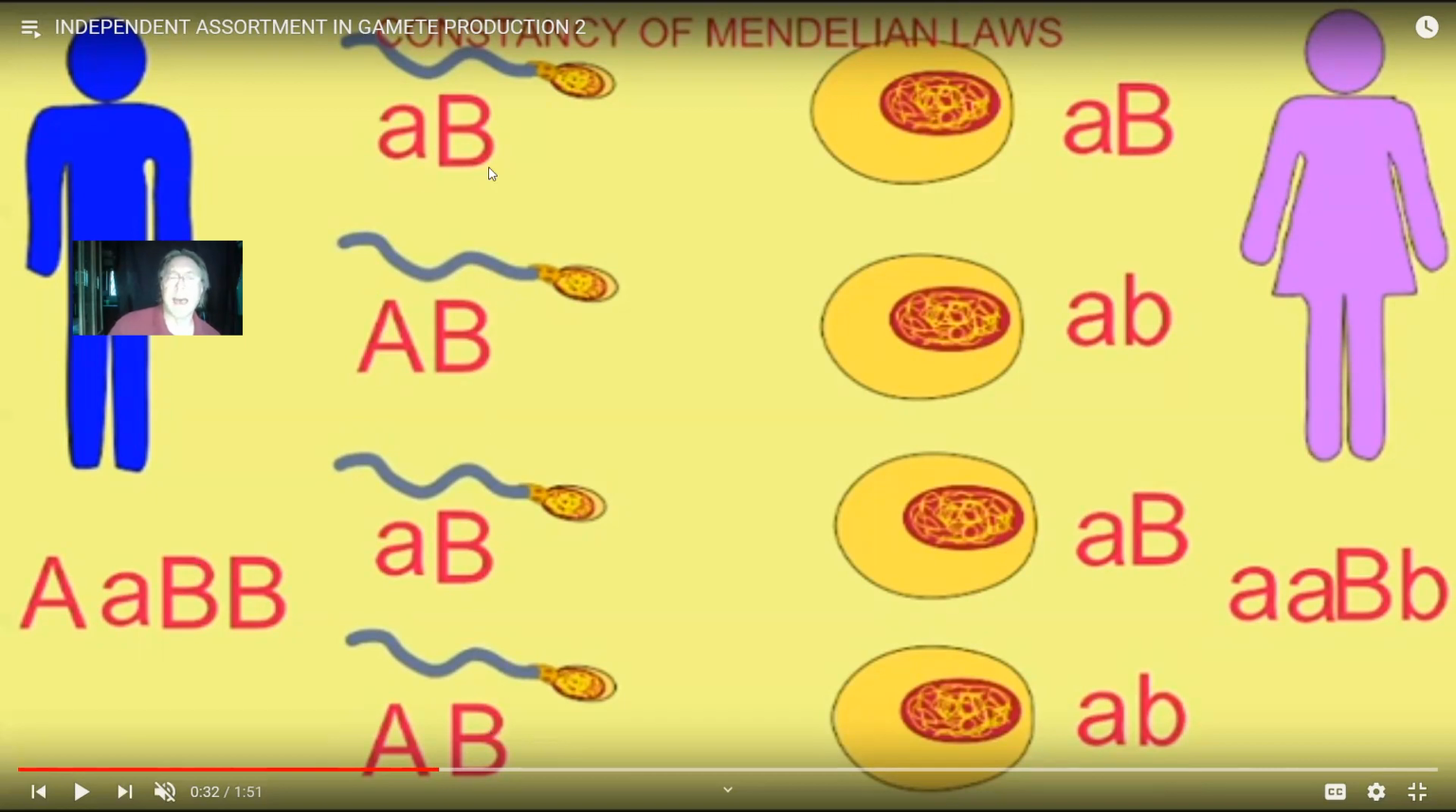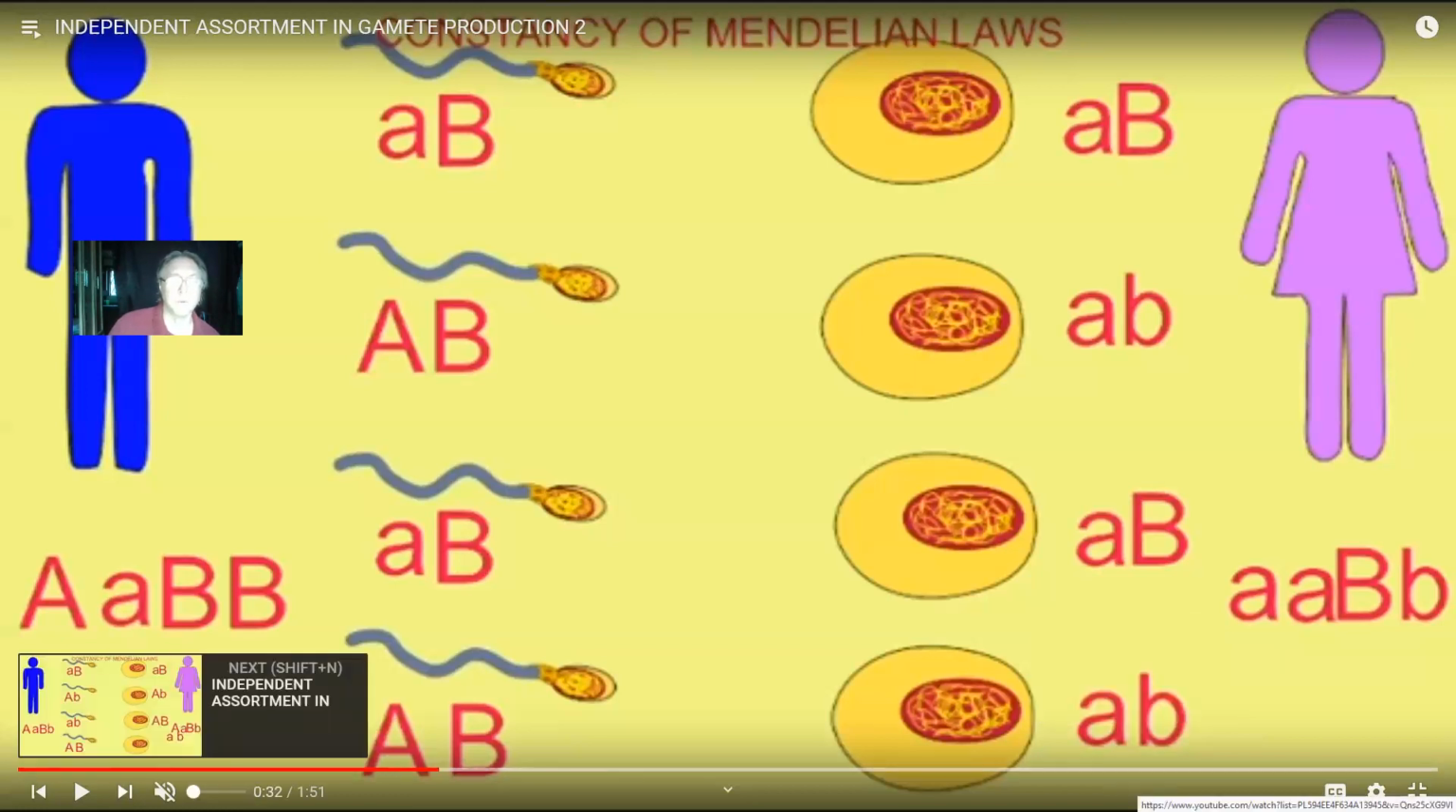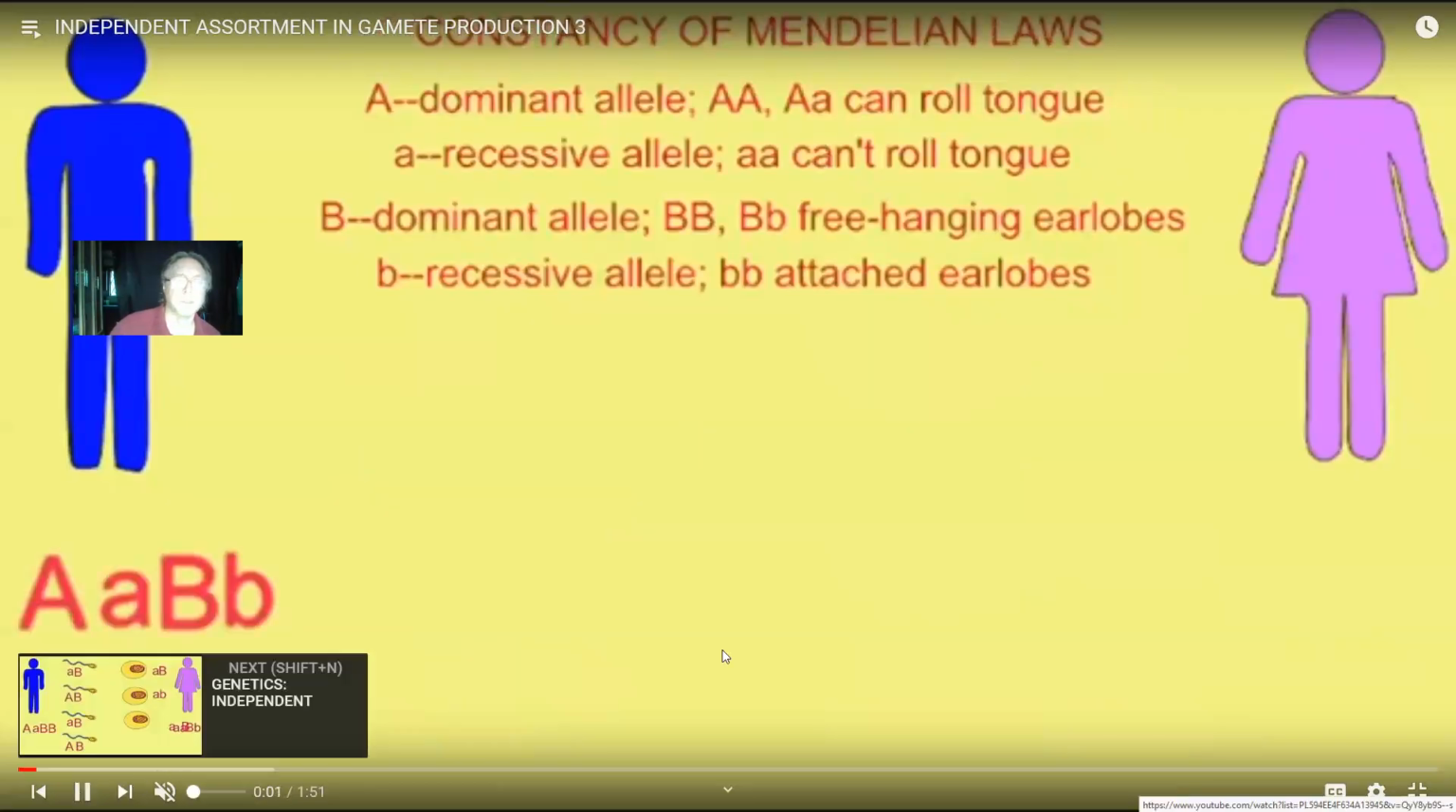All of their gametes have, as in this individual's case, a dominant allele for the second gene, but half of his gametes have a dominant allele for the first, half have a recessive allele for the first. All of her gametes have a recessive allele for the first gene, but half of her gametes have a dominant allele for the second gene, half of her gametes have a recessive allele for the second gene. Now, once again, the beauty of this is that that could represent any pairs of genes.